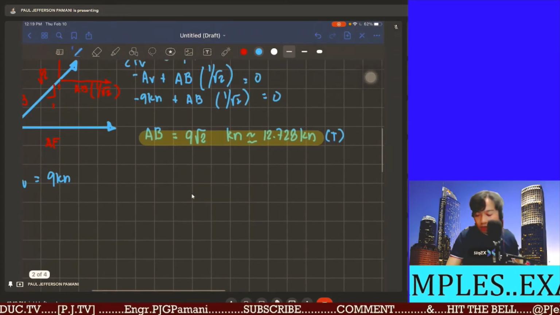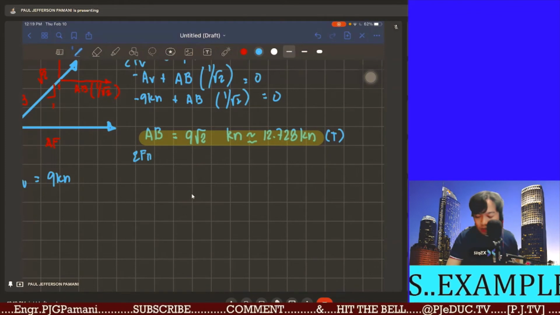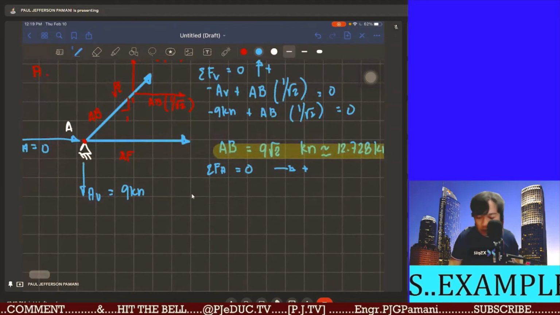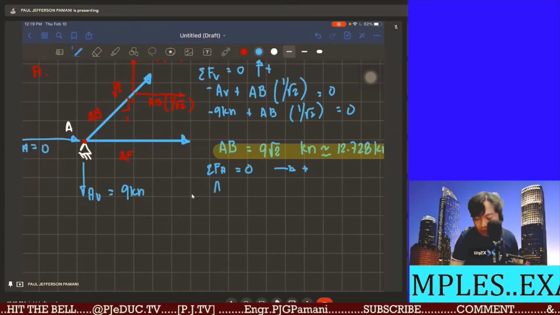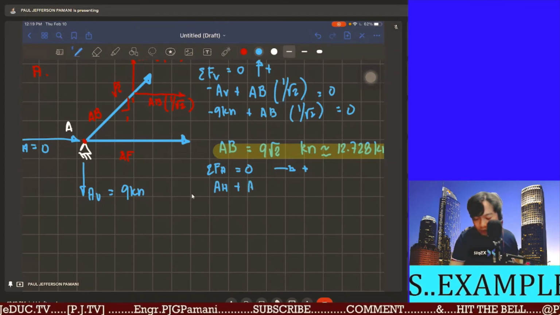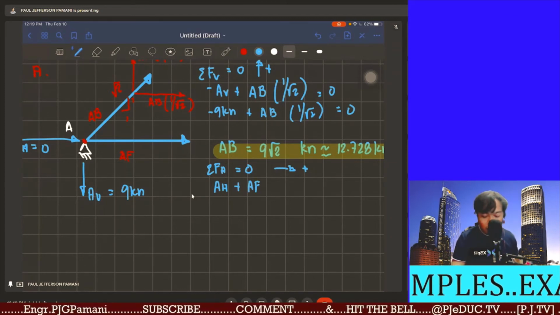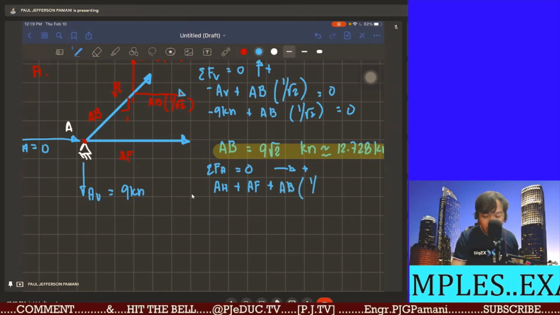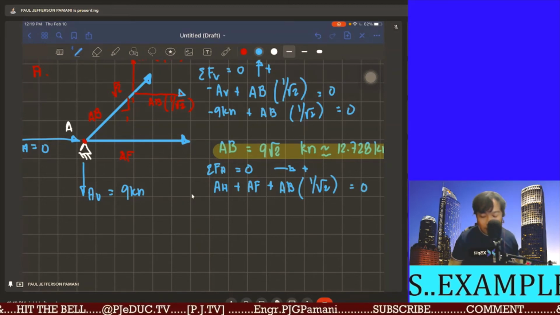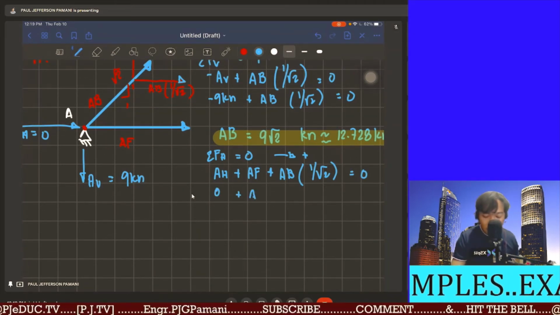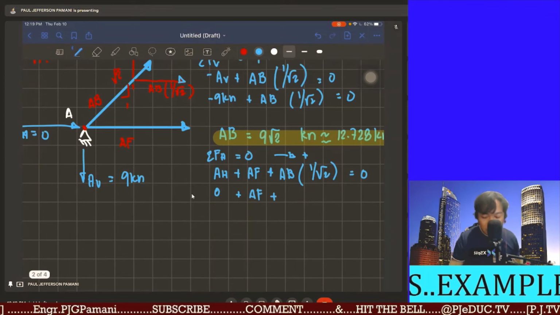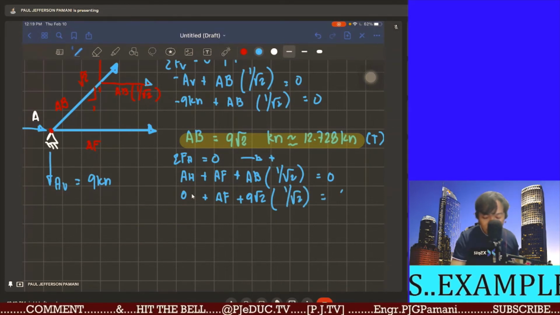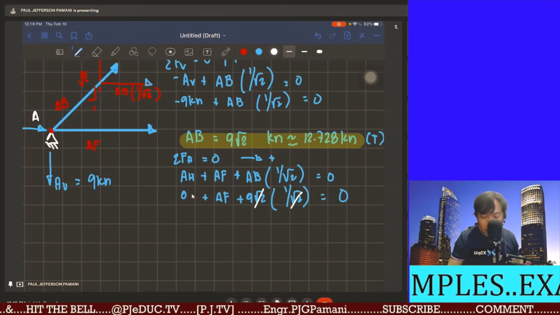Positive. Then, summation of forces horizontal. I'll go a bit faster. Equal to 0, this side positive. What are the forces acting on the horizontal axis? At joint A, we have AH, we have AF, positive. And also the horizontal component of AB going to this side, which is also positive: AB of 1 over square root of 2. Equate that again to 0. AH is 0. AF is unknown. AB is identified as 9 square root of 2 times 1 over square root of 2, equal to 0. Cancel, cancel.